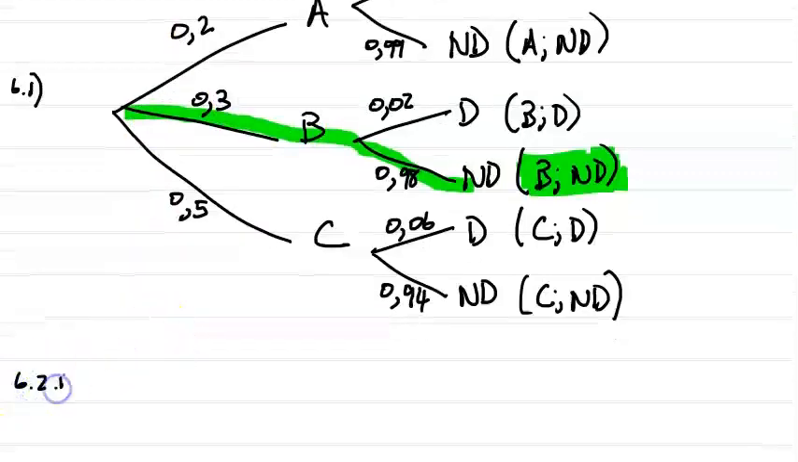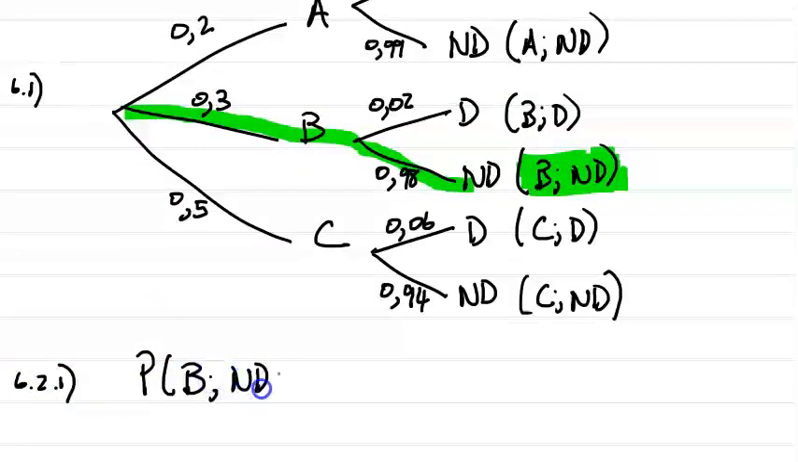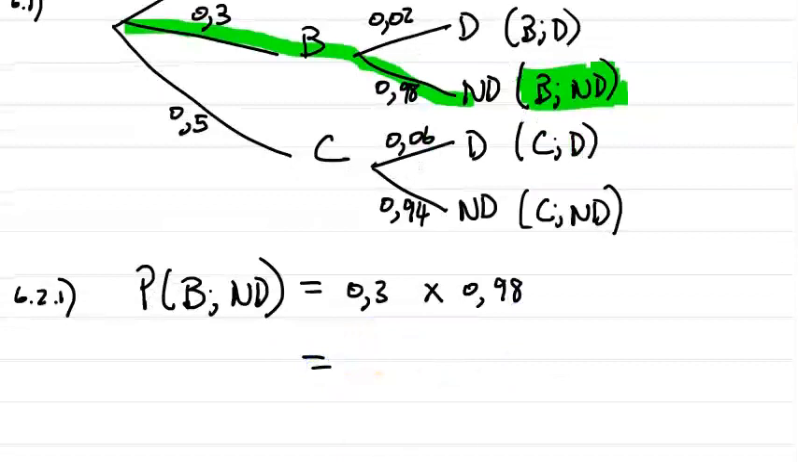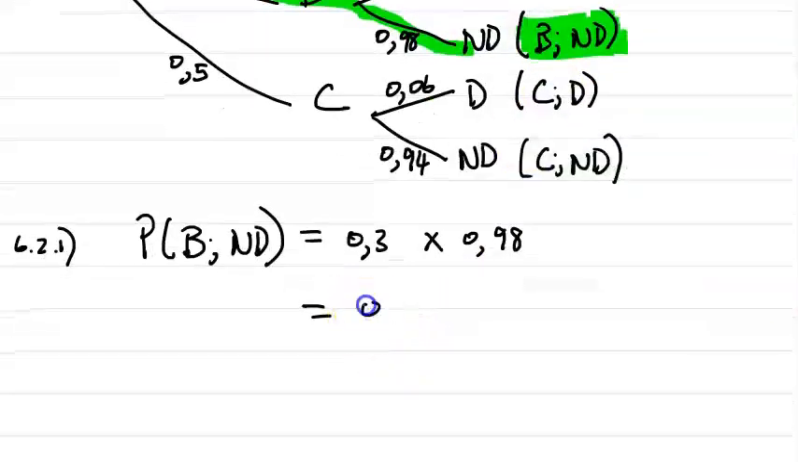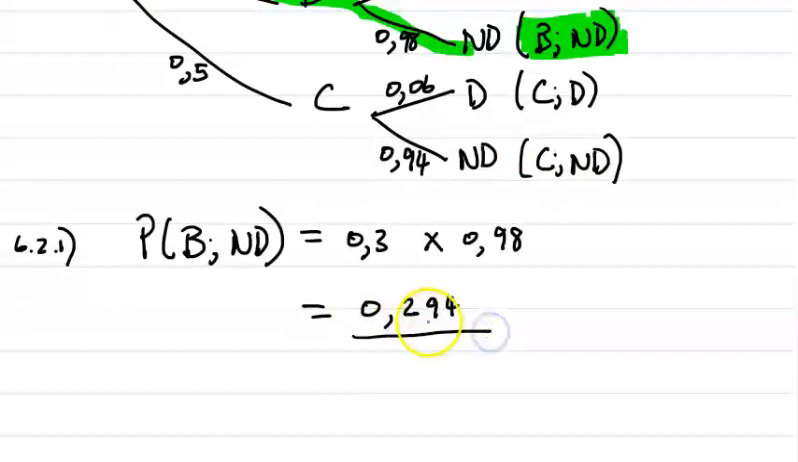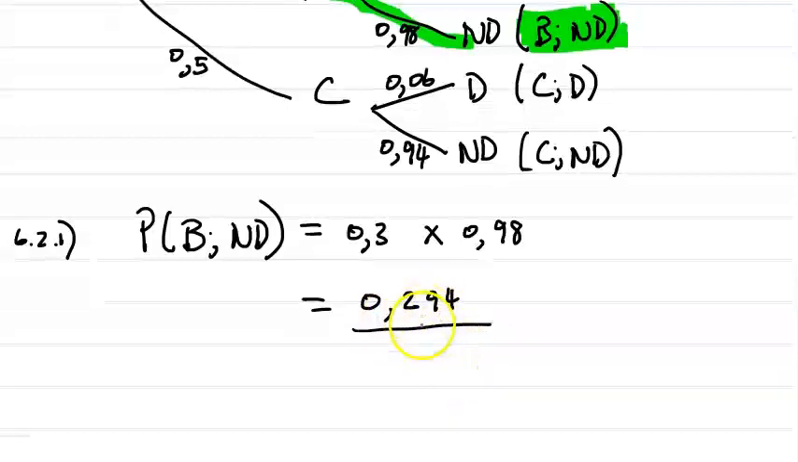So for 6.2.1, the probability of B and not defective will equal 0.3 times 0.98, and let's see what that is equal to. 0.3 times 0.98 is equal to 0.294. So we can round off to 2 decimal places and write 0.29. Let's leave it in 3 decimal places.